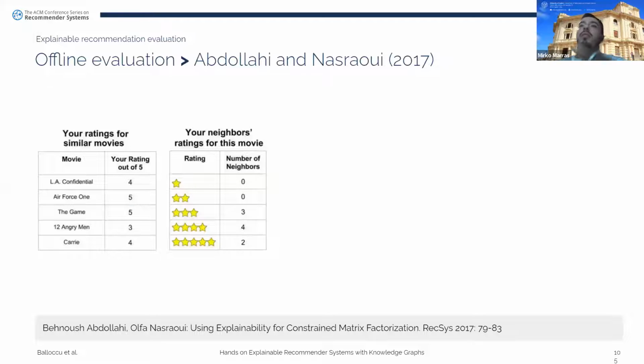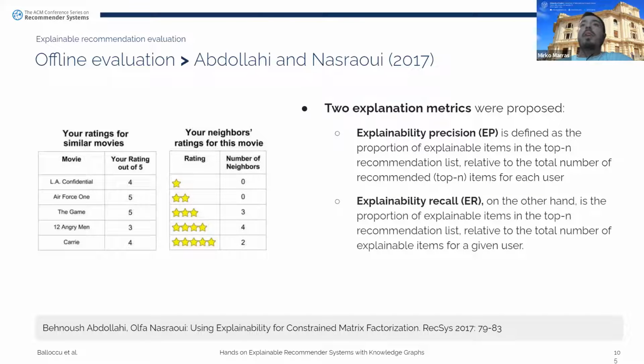For instance, for the first approach, Abdollahi and Nasraoui adopted mean explainability precision and mean explainability recall. More specifically, explainability precision is defined as the proportion of explainable items in the top-N recommendation list relative to the total number of recommended items for each user. On the other hand, explainability recall is the proportion of explainable items in the top-N recommendation list relative to the total number of explainable items for a given user.